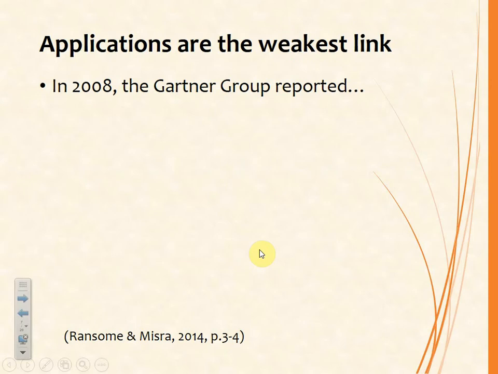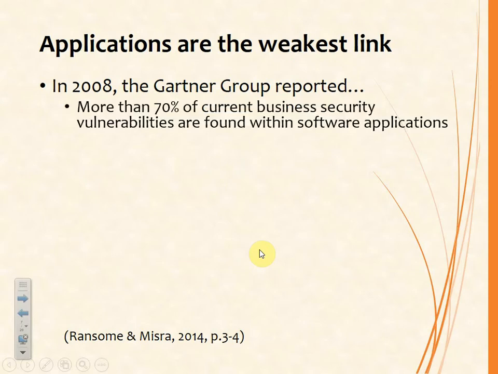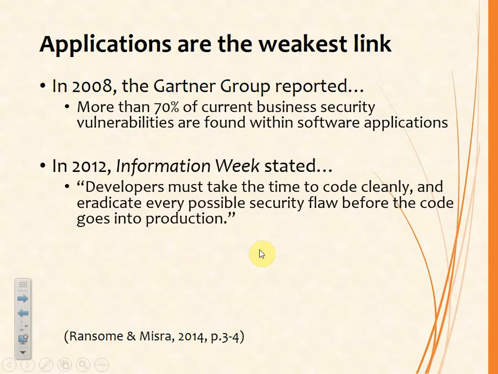Think again. In 2008, this is what the Gartner Group reported, more than 70% of current business security vulnerabilities were found in software. So it's not so much the network and it's not so much the operating system. It's you and me writing our software. So we have to be rather mindful of that. In 2012, Information Week stated, developers must take the time to code cleanly and eradicate every possible security flaw before the code gets into production.